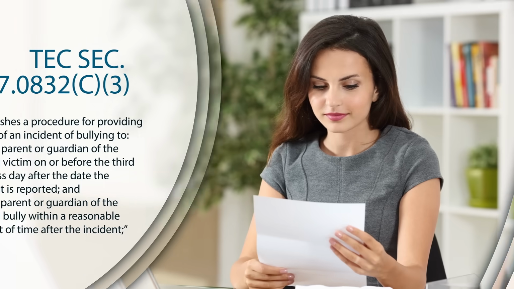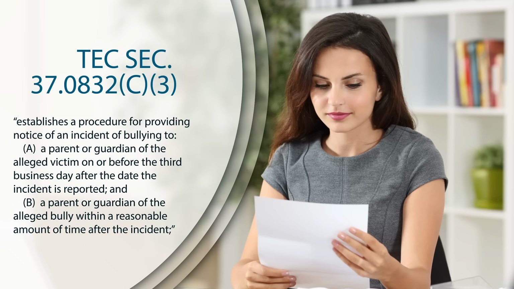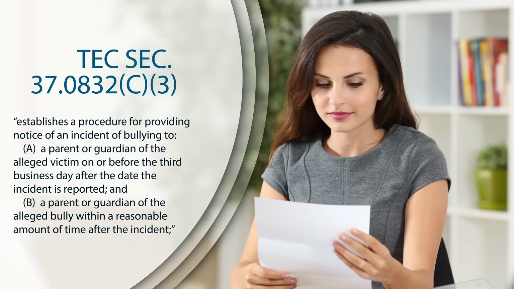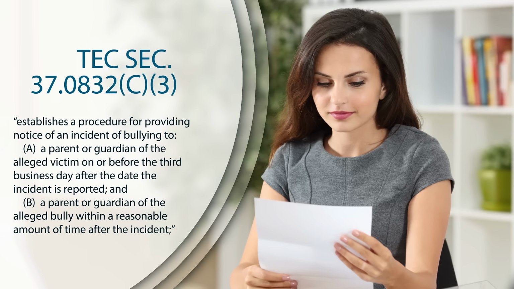Schools must notify the parents of the alleged victims of bullying within 3 working days. This was amended by the 85th Legislature from a reasonable amount of time to on or before the 3rd business day after the date the incident was reported. Schools must also notify the parents of the alleged bully within a reasonable amount of time. The time notification has remained unchanged for this mandate.